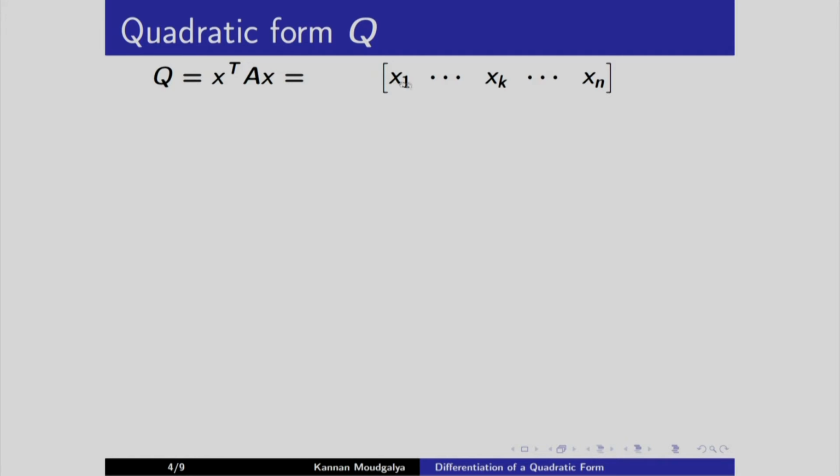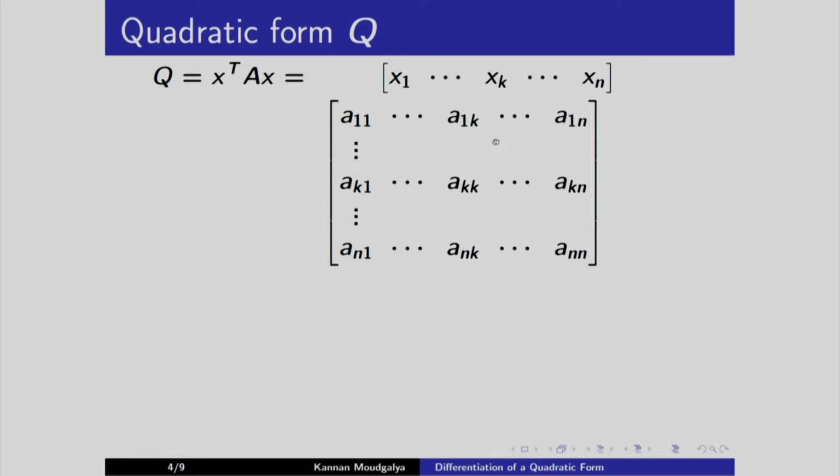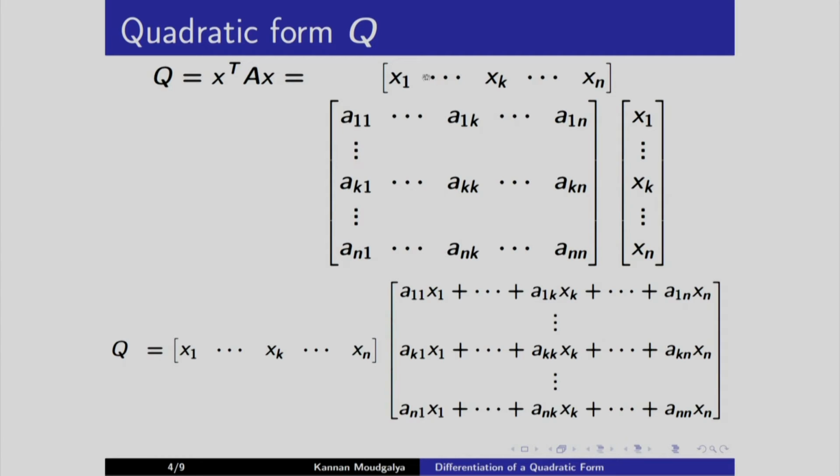Let us write down x transpose. It will be horizontal or a row vector times A times x. Let us multiply it out. I will retain the row vector as it is. I will multiply this matrix and this vector to arrive at this. First row into this vector, I have got this. Kth row and this vector, I got this, and so on.